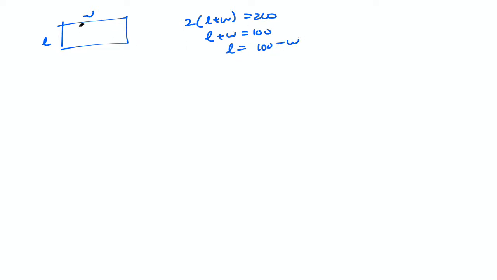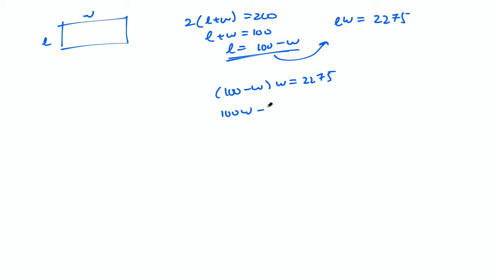We also know that the area of this rectangular field, which is length times width, is 2,275. So we know this relationship, so let's plug it in here. We get (100 minus the width) times the width is equal to 2275, right? Expanding this, I get 100w minus w squared.